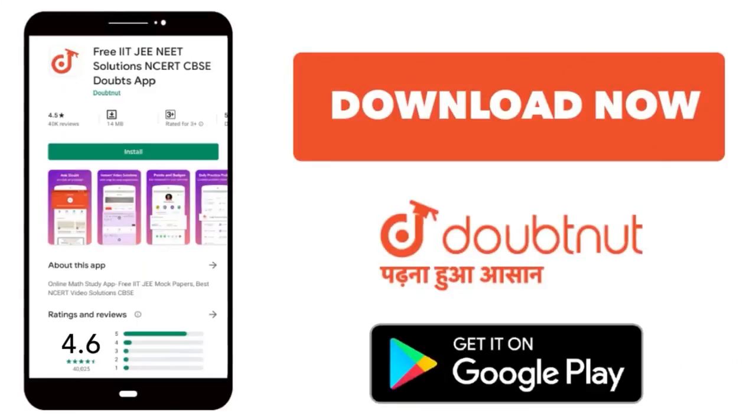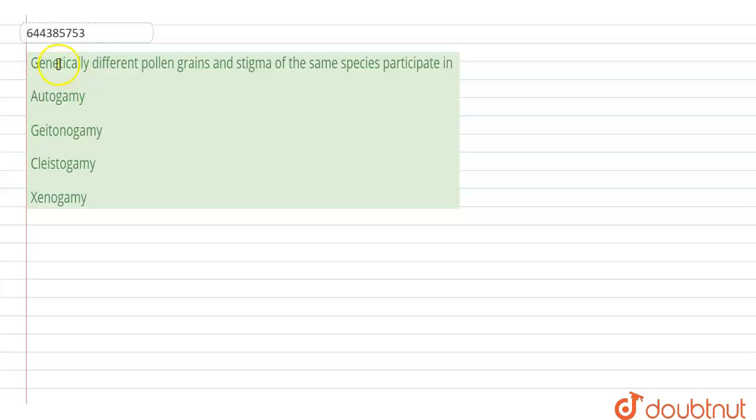Download Doubtnut app today. Hello students, the question here says that the genetically different pollen grain and stigma of the same species participate in which type of pollination.